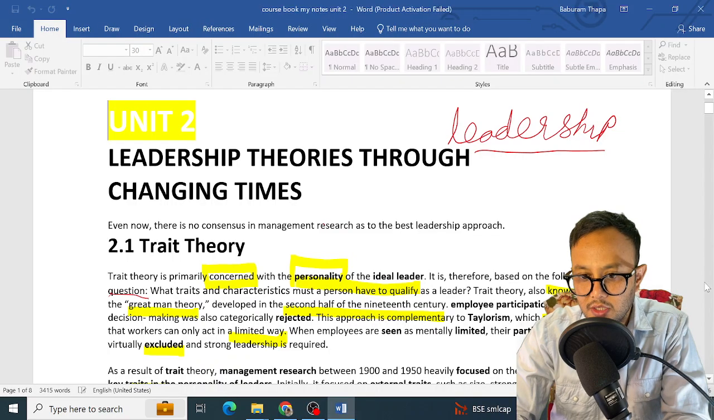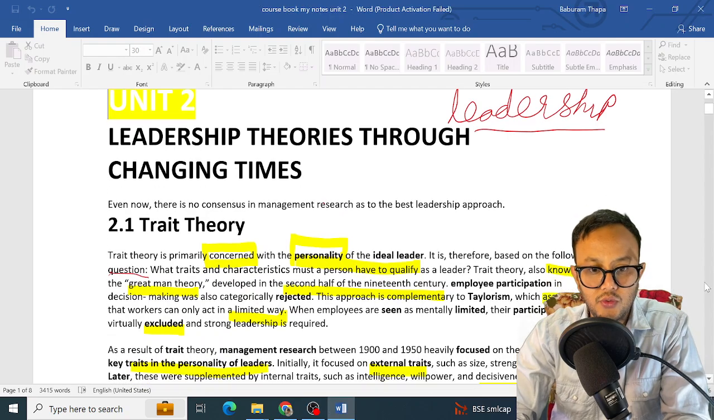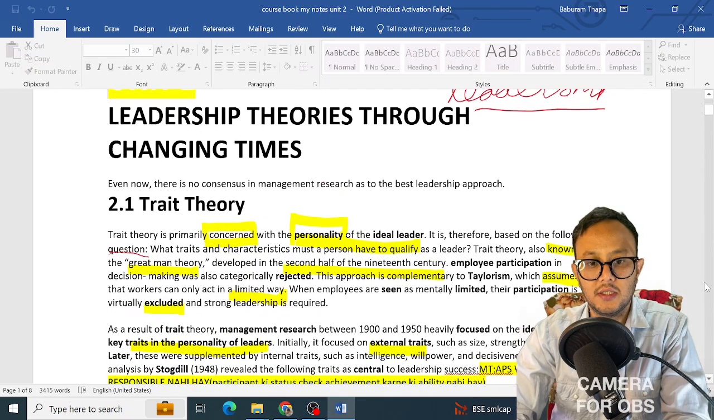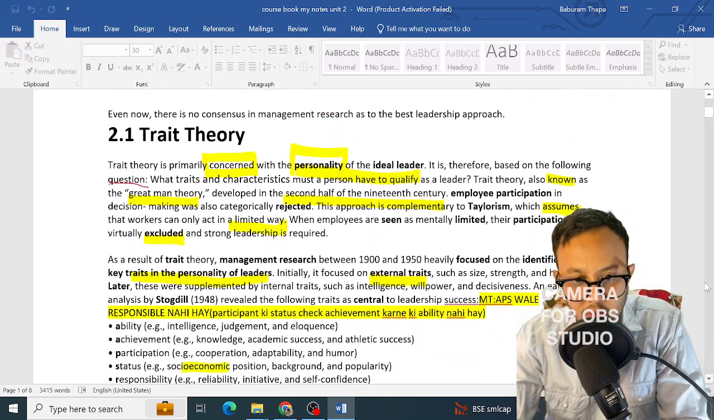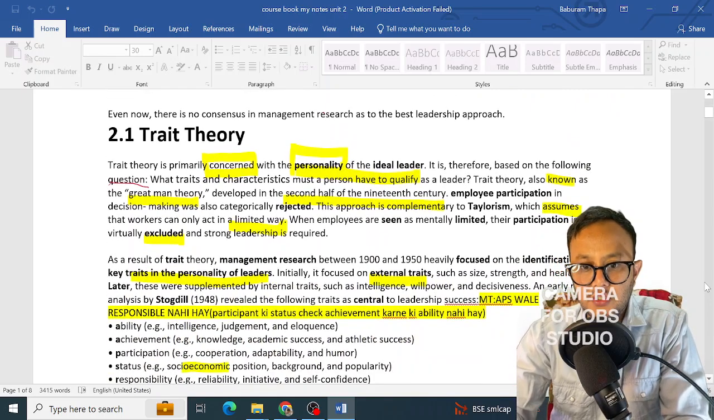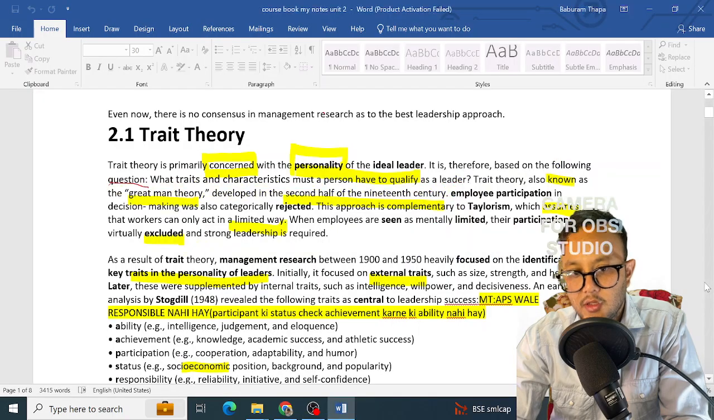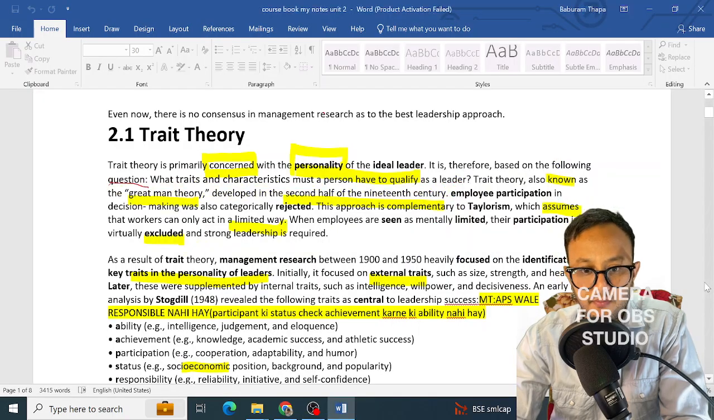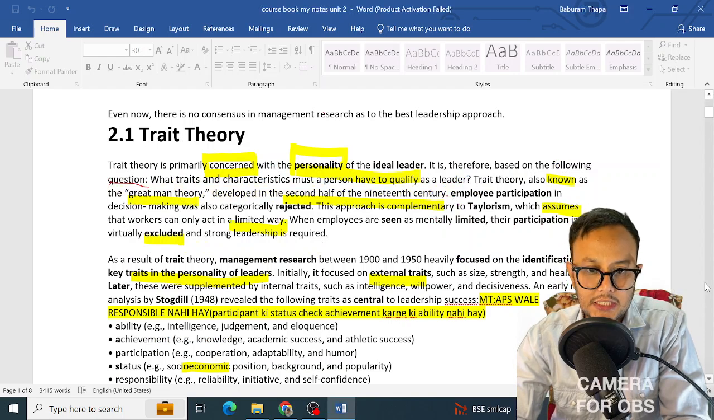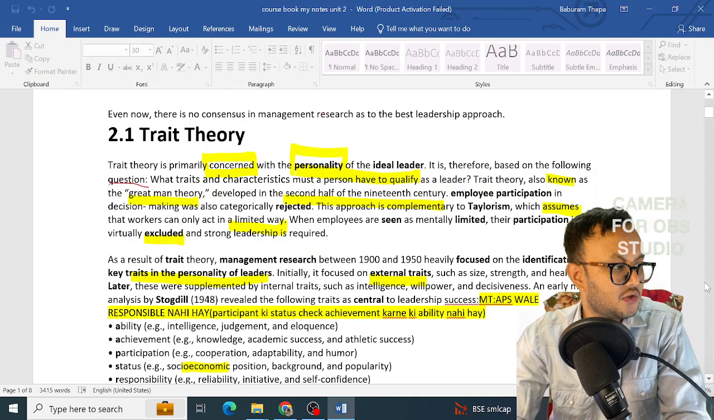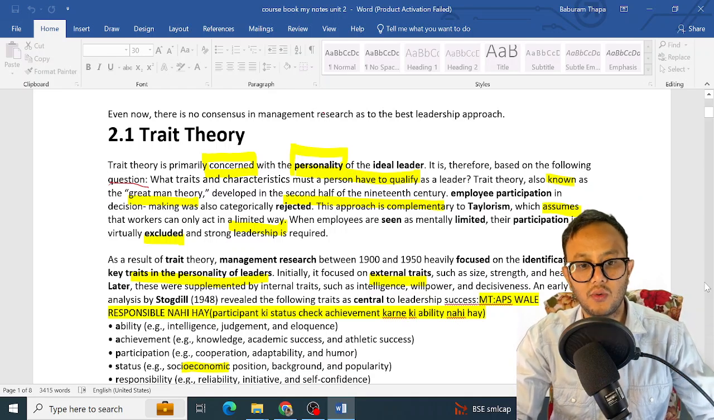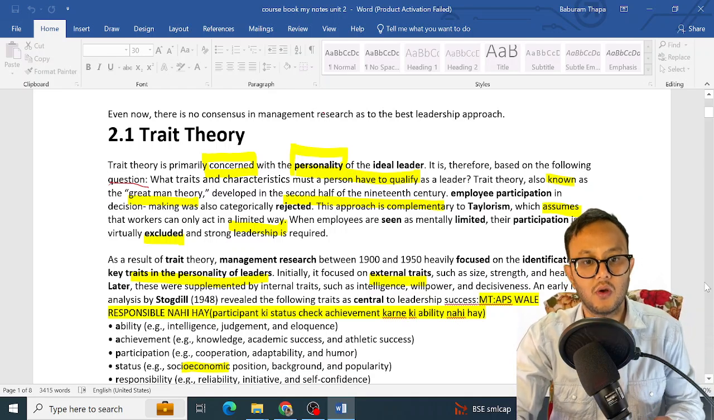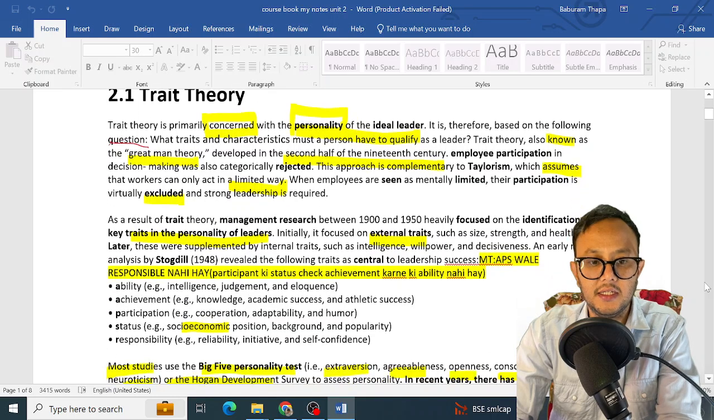So let's resume from unit 2, leadership theories through changing times. Even now, there is no consensus in management research as to the best leadership approach. There is no agreement. Okay, so what is the trait theory? Let's see the trait theory.